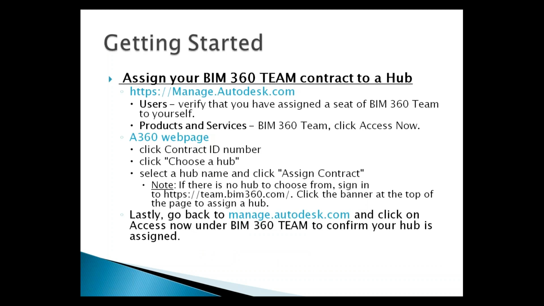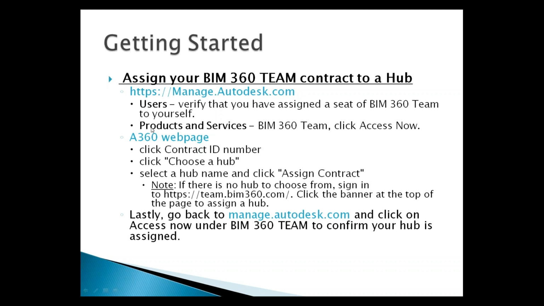All right, so now, how do you actually use BIM 360 Team? So getting started, you first have to create a hub. To create a hub for your BIM 360 account, you need to go through manage.autodesk.com. So this is the same website that you go to when you download your design software. So once you get to manage.autodesk.com, you want your subscription manager to log in and take a look at the users. By default, the subscription manager should already be assigned a seat of BIM 360. If not, just make sure they assign themselves a seat because they need that to set up the hub.